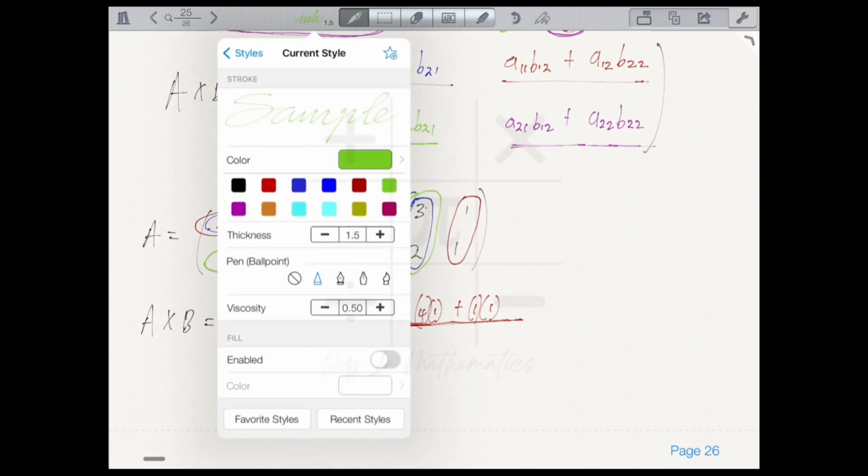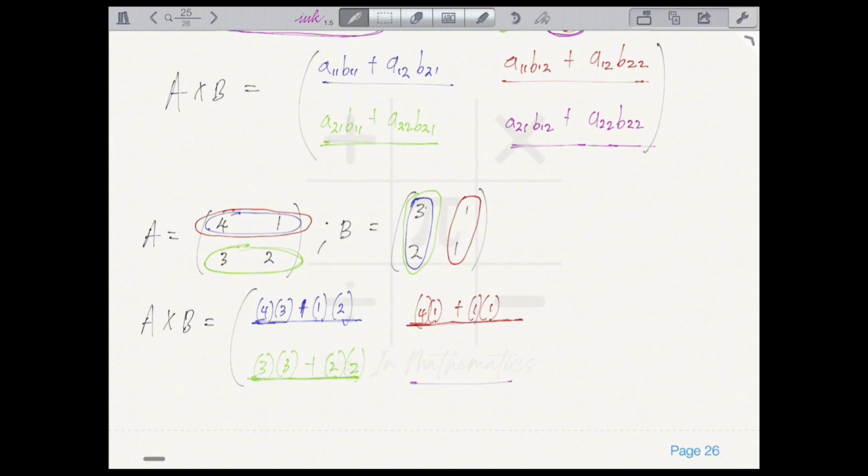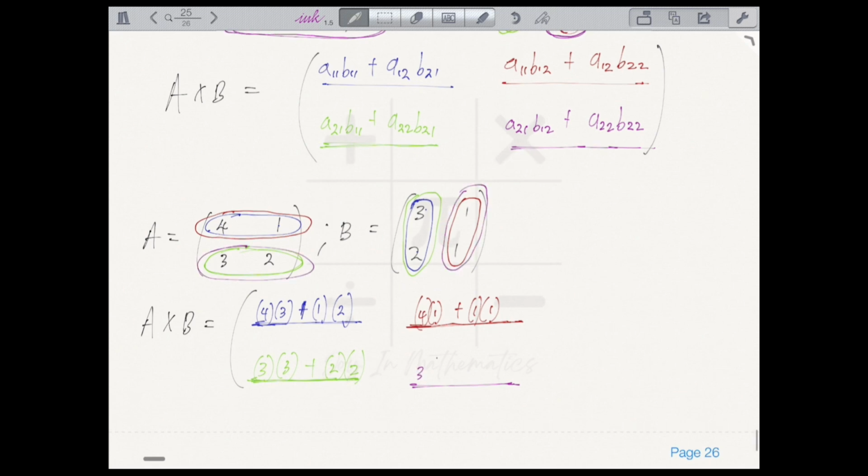And finally, we have this, which is the second row, the second column. That's the second row of A multiplied by the second column of B. That's 3 multiplied by 1, and likewise, we have 2 multiplied by 1.